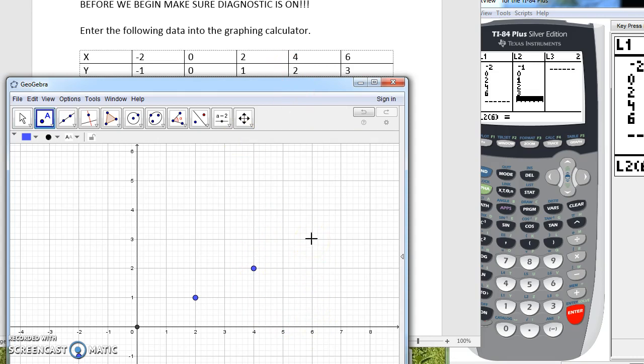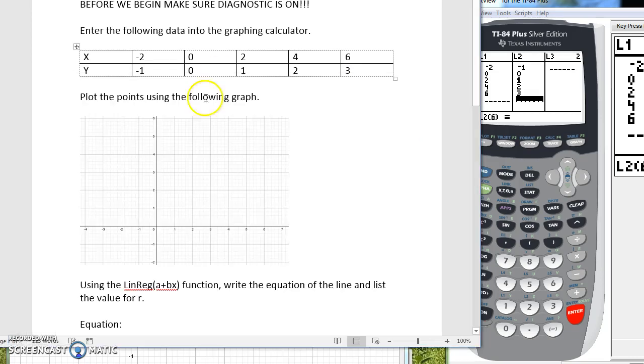And you can see these do look like they're falling on a straight line. These do look like they have a linear pattern. This is not always going to be the case, but we're just getting used to this process at first. That is what our plots should look like right here, so you can go ahead and fill those in.